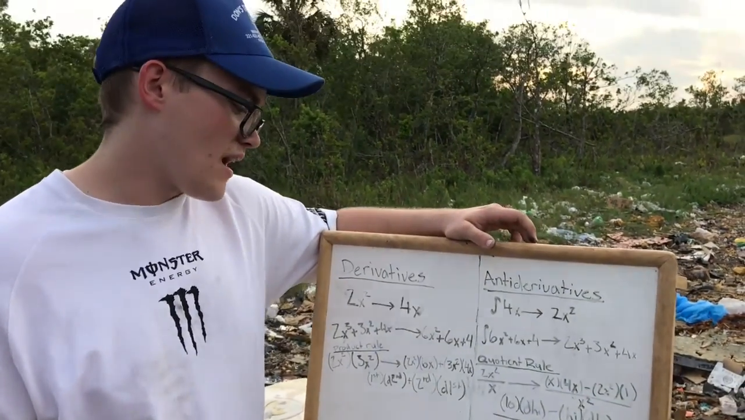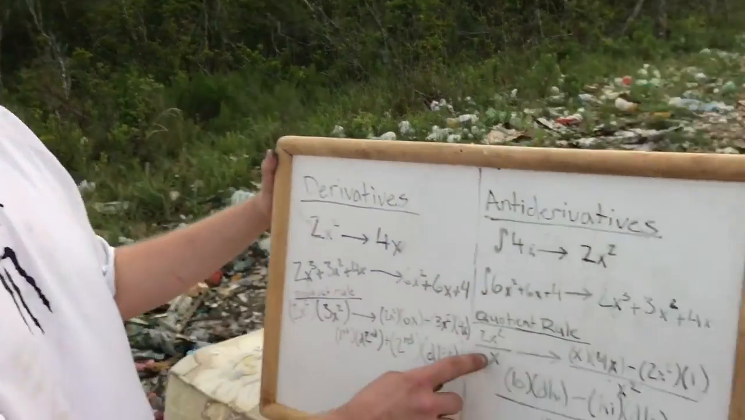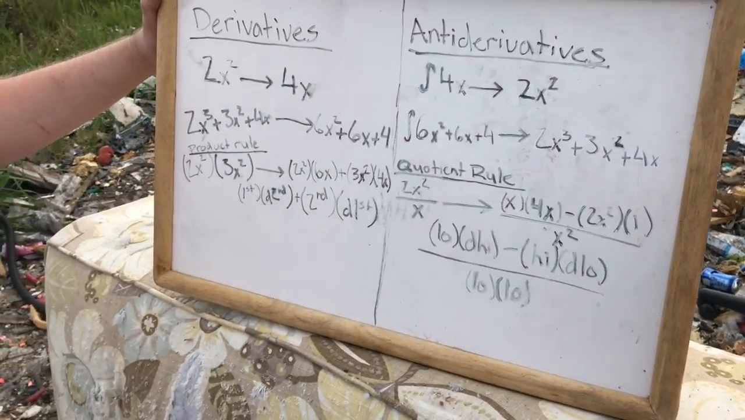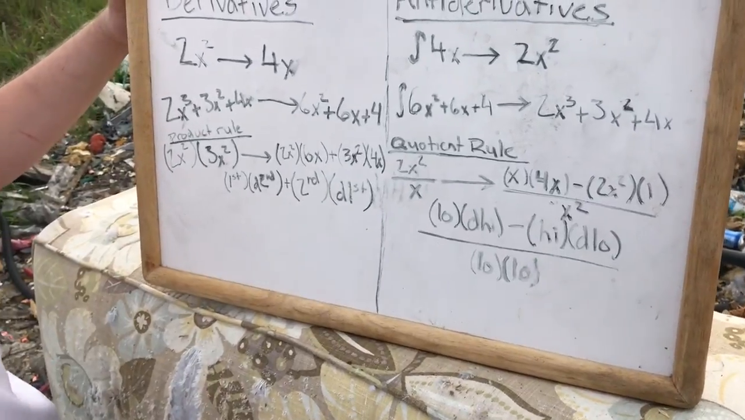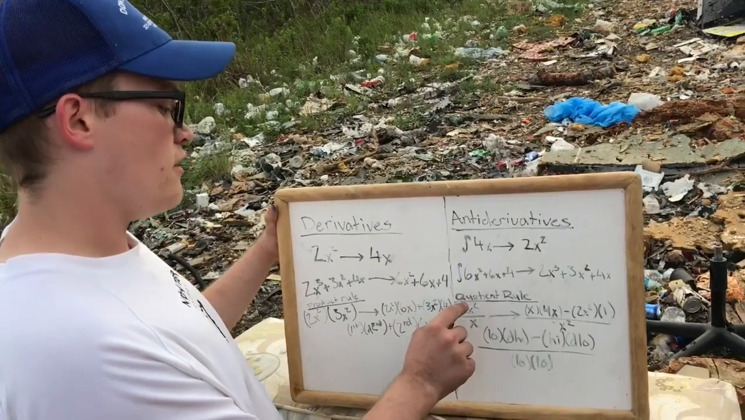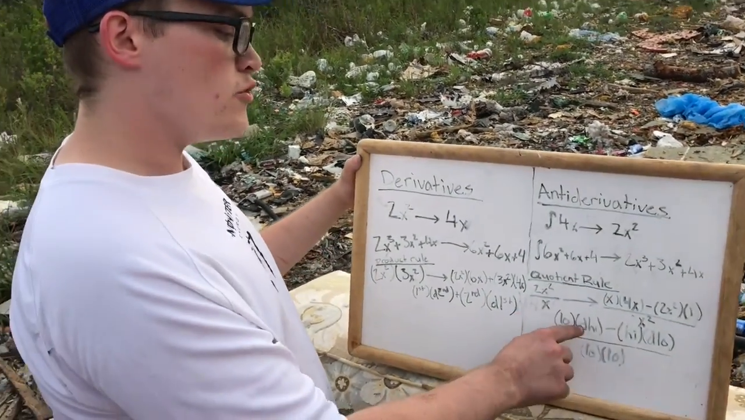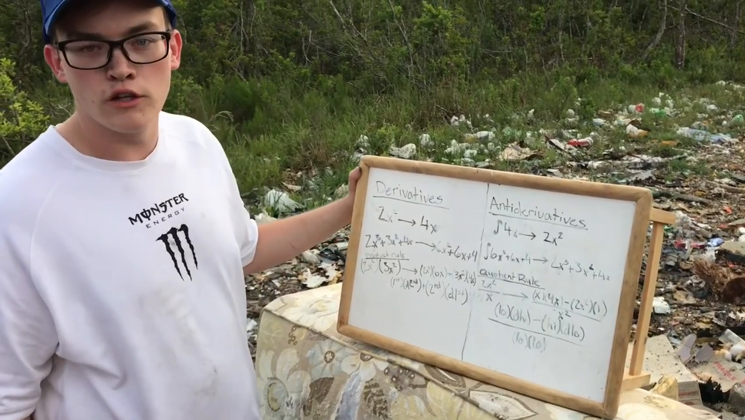Now I'm going to teach you the quotient rule. We have a little simple one right here: 2x squared over x. To find the derivative of that one, remember we're going back to derivatives now. To find the derivative of a fraction, you're going to use the quotient rule: low d high minus high d low over low low.